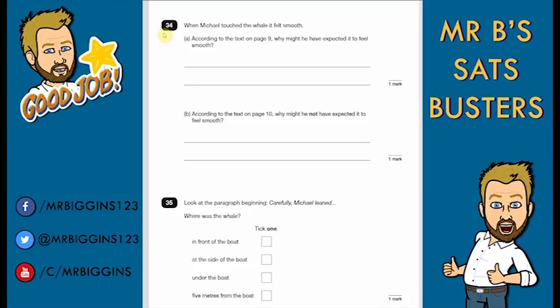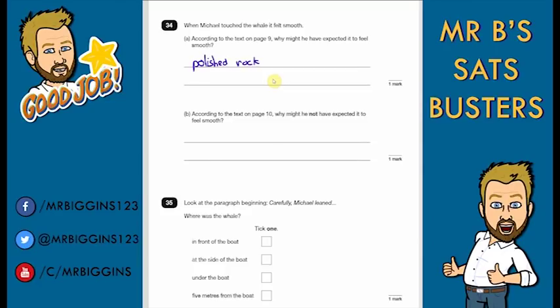Question 34 says, when Michael touched the whale, it felt smooth. And according to the text on page 9, why might we have expected it to feel smooth? So if we look through the text on page 9, on the 3rd paragraph, it says a black shape, much bigger than the biggest dolphin, showed about 5 meters from the boat. It was like a polished rock. Okay, so polished rock there is what we'd be looking for as the answer. Polished rock, if you've ever felt one, is extremely smooth. So it's describing it like something that is already very smooth. So that's why we would think in our head it's a very smooth surface.